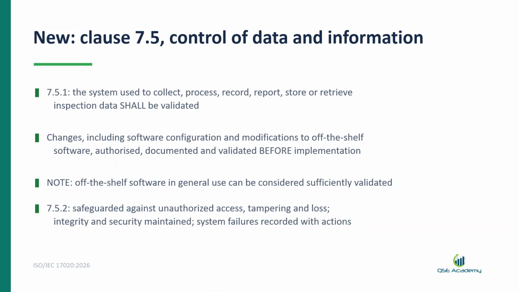Now a clause that did not exist before at all. 7.5, control of data and information. 7.5.1 says the system you use for the collection, processing, recording, reporting, storage, or retrieval of inspection data shall be validated. And whenever there are changes, including your own software configuration or modifications to commercial off-the-shelf software, they shall be authorized, documented, and validated before implementation.